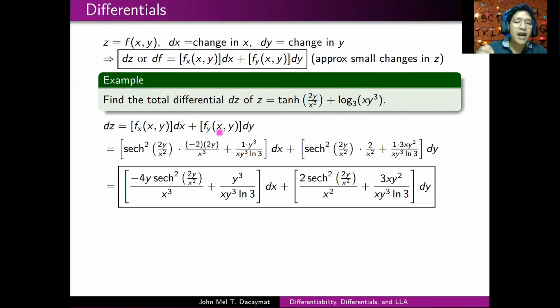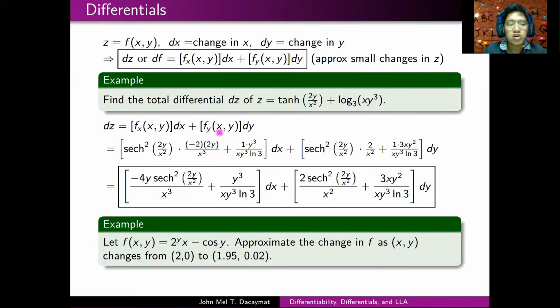Okay? Now, how do we use these differentials? As we said earlier, for approximating changes in your function value. Let's look at this example. This is my function, and this time I'm specifically asked to find the change in f as x, y changes from these values, 2 and 0, to these values, 1.95 and 0.02. And what I need to do first is find the differential of z because that's what we will use.